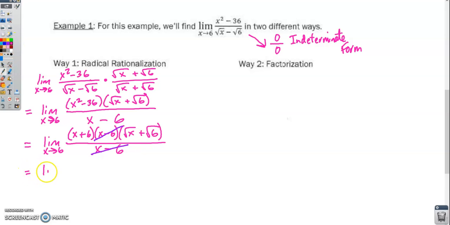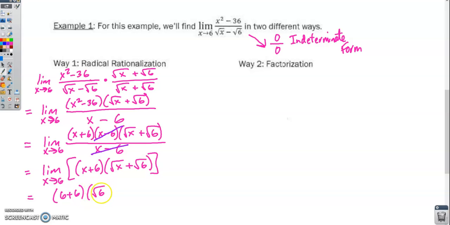And this just becomes the limit as x approaches 6 of the quantity x plus 6 times the quantity, I got ahead of myself there, square root of x plus square root of 6. And now we're going to find the limit by just substituting, and this becomes quantity 6 plus 6 times quantity square root of 6 plus square root of 6, which is 12 times 2 root 6, or 24 root 6 as our limit. Okay, so that's one way to handle this problem, radical rationalization and simplifying from there.